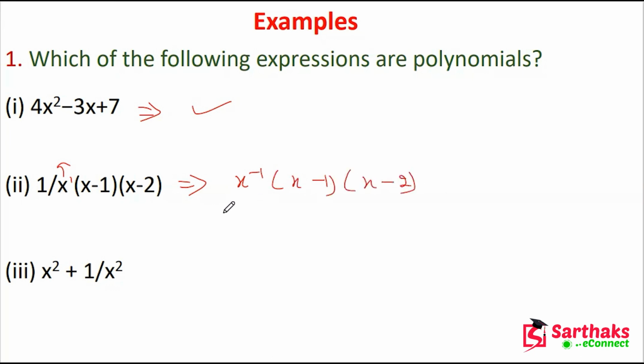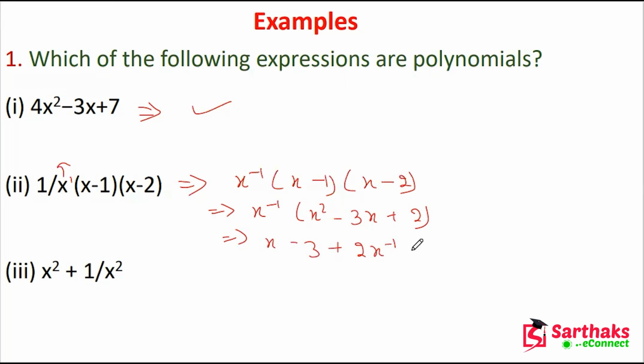Now if you solve it, x raised to power minus 1, and it will become x square minus 3x plus 2. Now finally we get x, x minus 3, plus 2 raised to power x minus 1.